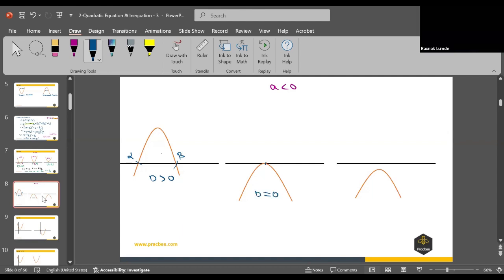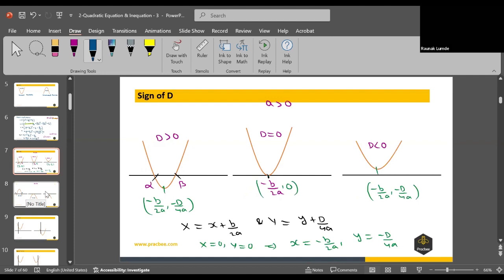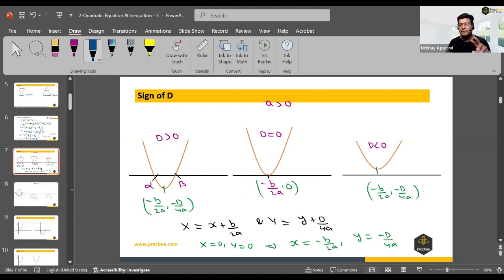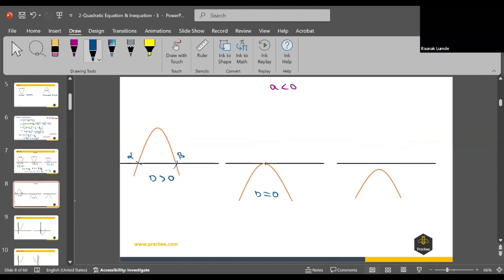Both are the same case. The only difference is that in this case, a is greater than 0, so we were making an upward parabola. In this case, we are taking a less than 0. All these three are downward parabolas. But the nature of the graph will be the same.